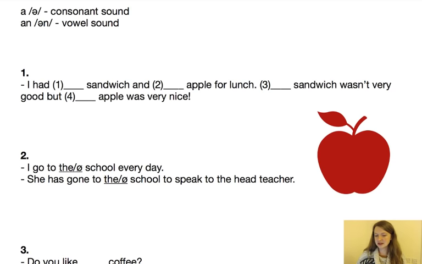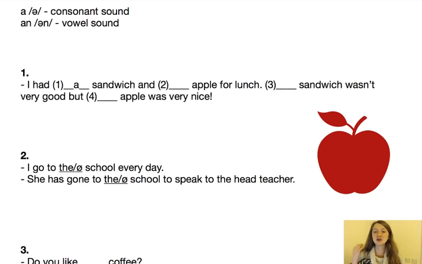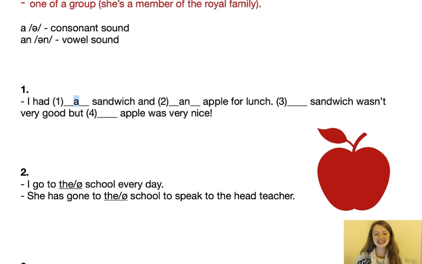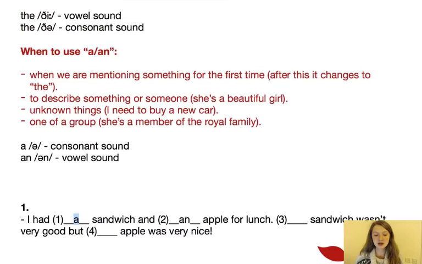So someone says, number 1, a sandwich. Good. It's the first time we're mentioning the sandwich. It's not specified. It's general, not specific. A sandwich. I had a sandwich. Number 2, fantastic. People have got an. I had a sandwich and an apple for lunch. So here we've got a sandwich because s is a consonant sound, and we're using a because it's not specific.